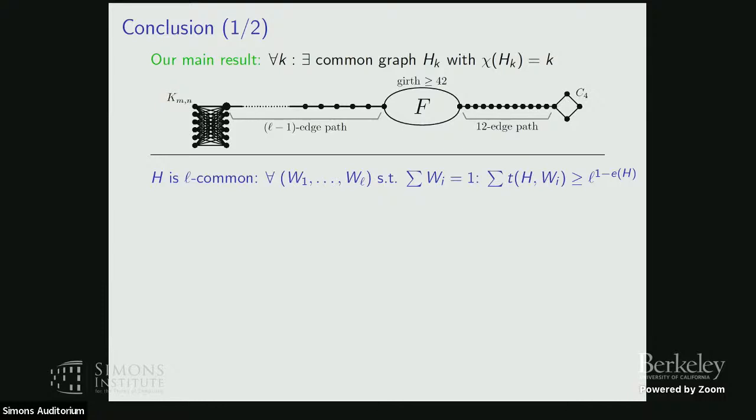So again, let me define what it means for H to be L-common using the graphon language, using the graph limits language. It says the following: no matter how you split the constant function 1 into a collection of L graphons, where I think that the graphon W_i represents the edges colored with color i, the monochromatic count is lower bounded as if those L graphons were random functions 1 over L.